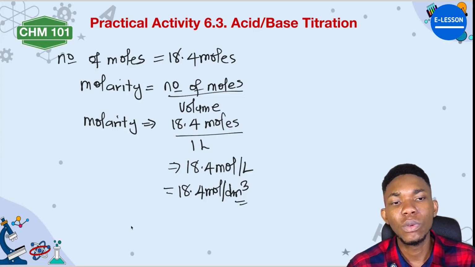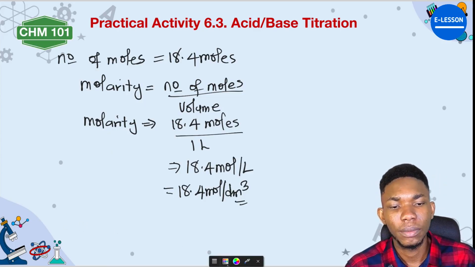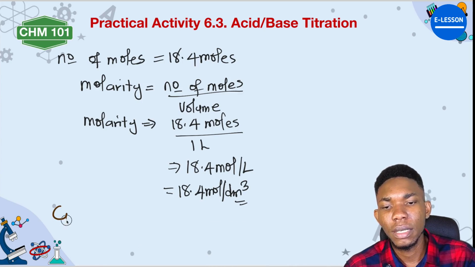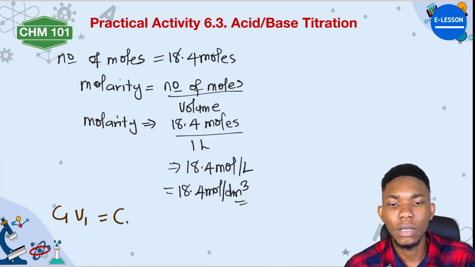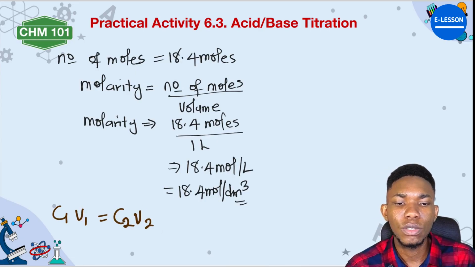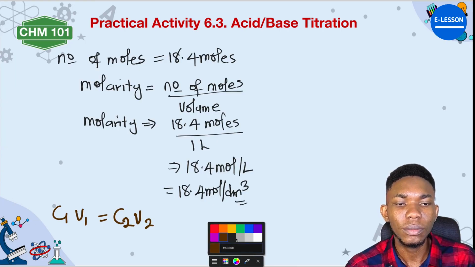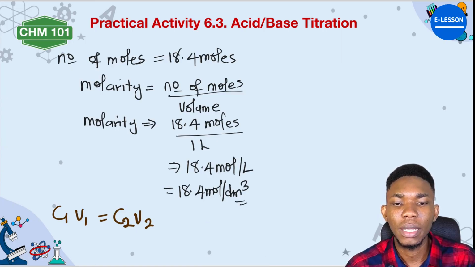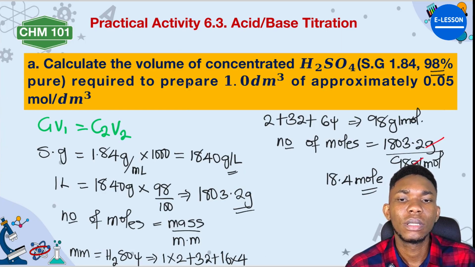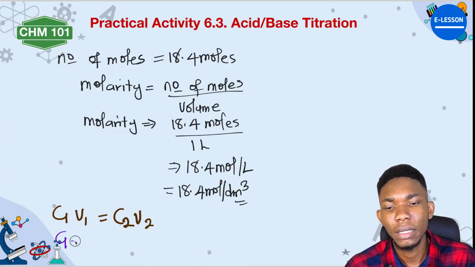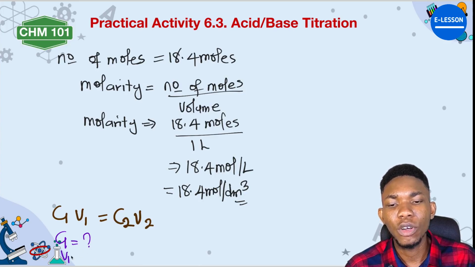All right. So we are now going to use the formula, which is C1 V1 is equal to C2 V2. Now, in this particular question, let's bring out our parameters. They gave to us, calculate the volume of H2SO4. So C1 is unknown. V1, okay, calculate the volume of H2SO4. Our C1 is known.